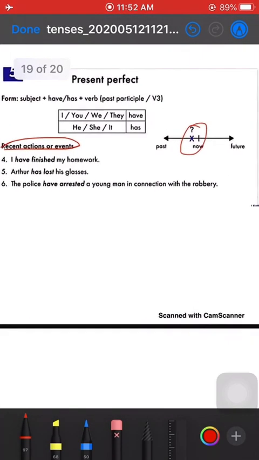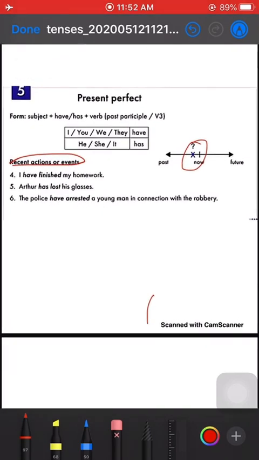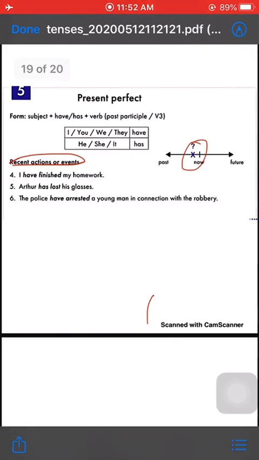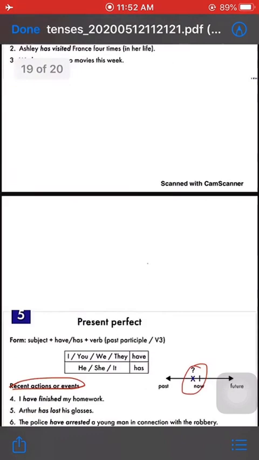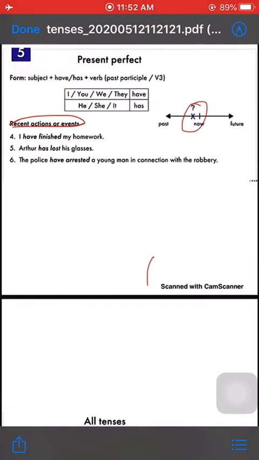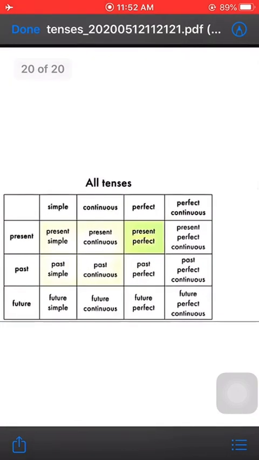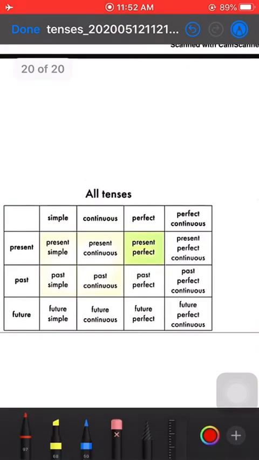So here, well, remember 2 main uses of present perfect. The first use was experiences and the second was recent actions or events. So in this lesson we have covered present simple, present continuous, past simple, past continuous, present perfect. We have covered the 5 tenses today, and the rest of the tenses I'll complete on Saturday.